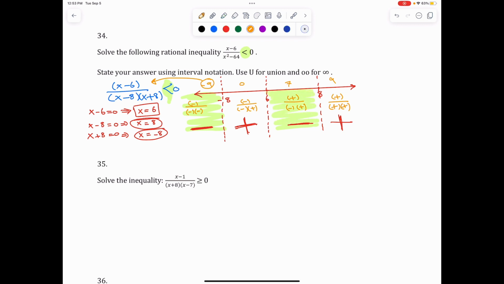We can rewrite it like this. We can say the first interval goes from negative infinity to negative 8, union. The second interval goes from 6 to 8, and open on both sides of the interval.